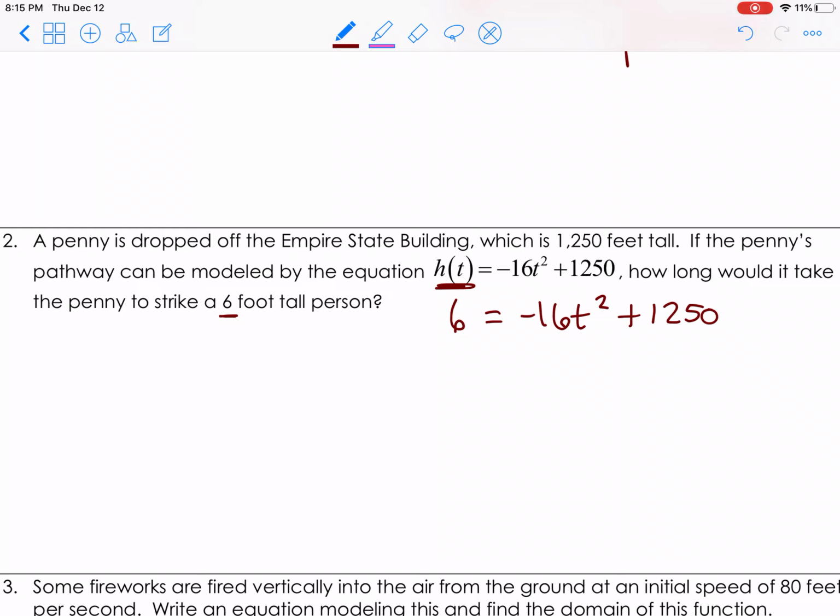Since this doesn't have a linear term, notice that there's a constant, no variable, quadratic, another constant, this one might be easiest solved using the square root method. Okay, again, we only want the positive answer. We're looking for how long it takes, so time moving forward.